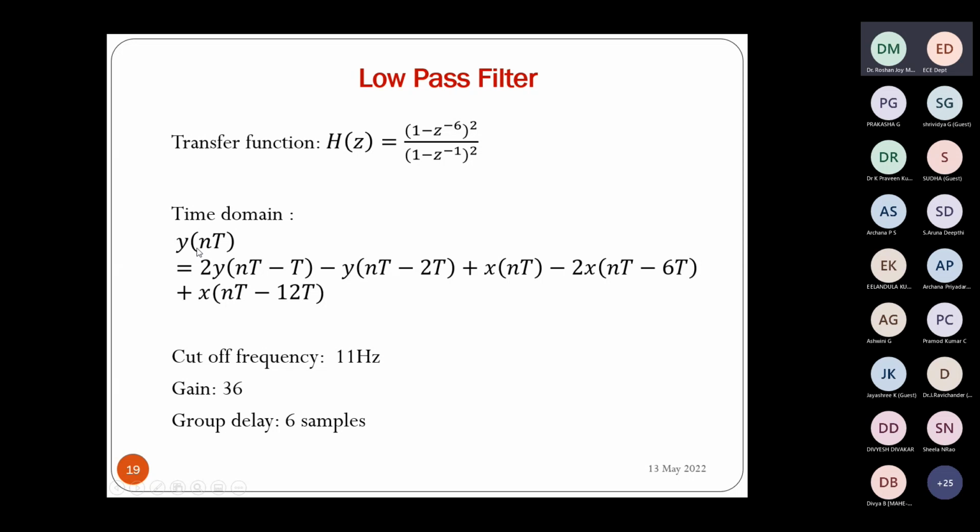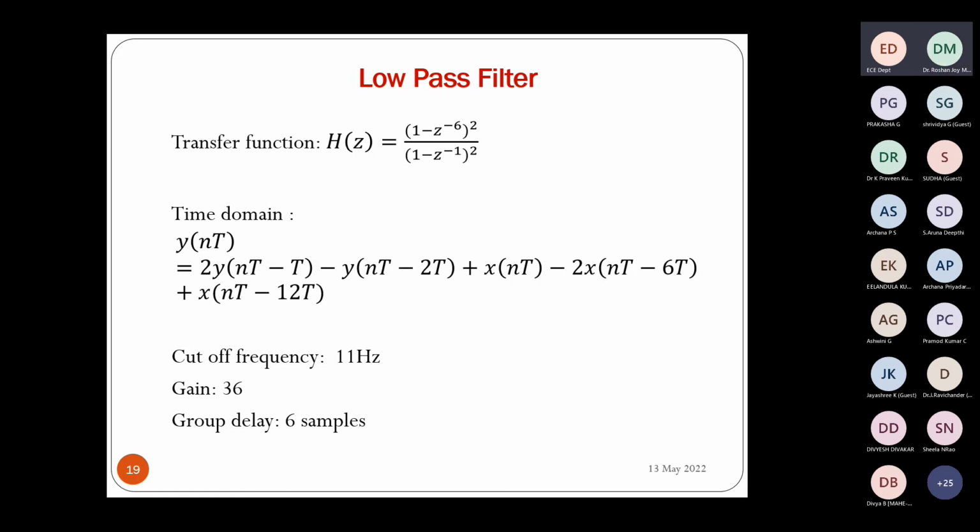And if you compute its frequency response and find out the cutoff frequency, it is 11 Hertz and it will have a gain of 36 and group delay of 6 samples. So gain means output will be 36 times large in magnitude compared to the input. And there is a group delay of 6 samples.